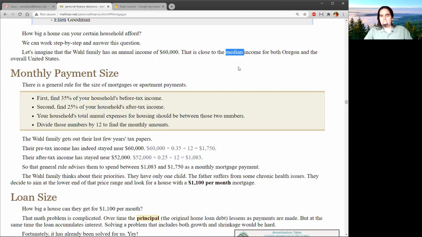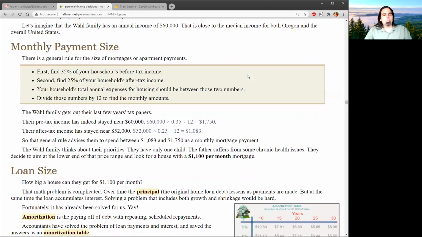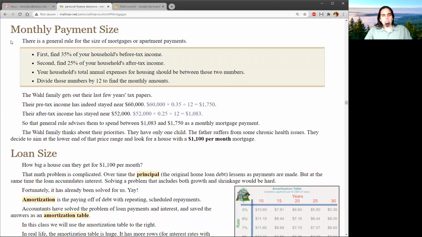I just used a word median, which is one of those types of what is typical. The median was the one where you sorted the list of numbers and just picked the middle ones. How big the extremes were didn't matter. So that if there's someone who's a gazillionaire and someone who has no income, then they are both sort of passed over as we're getting towards the middle of the list. Okay, a monthly payment size. There's a general rule for how big your mortgage or apartment payment should be.